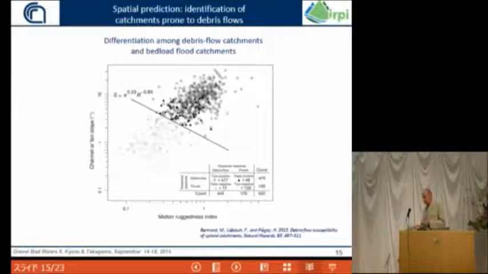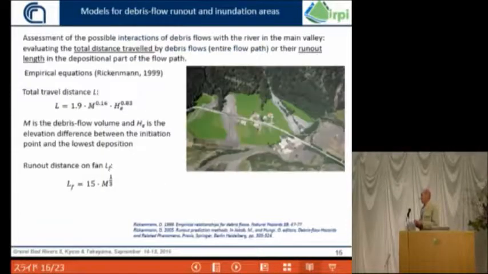Also the availability, location, and connection of sediment sources with the channel is important, but this can be a first tool for a preliminary discrimination of the catchments potentially affected by debris flow. We can move very fast to the models or equations for debris flow runout and inundation areas. I wish to mention, amongst the most well-known and easily available, the empirical equation by Rickenmann.